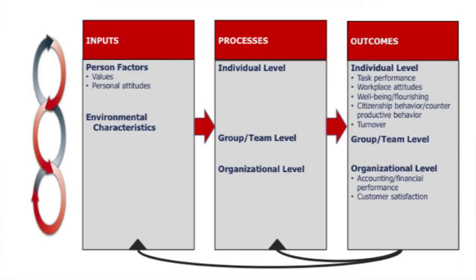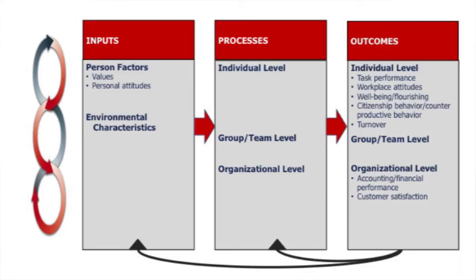But look at the output box. If you can see the fully populated matrix on the screen, you can see that Chapter 2 talked about quite a few outcomes that are very important. And you can see it talked about task performance. Task performance is a very important outcome in organizational behavior. It also, in this chapter, we talked about workplace attitudes. We talked about another concept called well-being and flourishing. Without question, personal factors like values and attitudes impact our well-being and our flourishing.